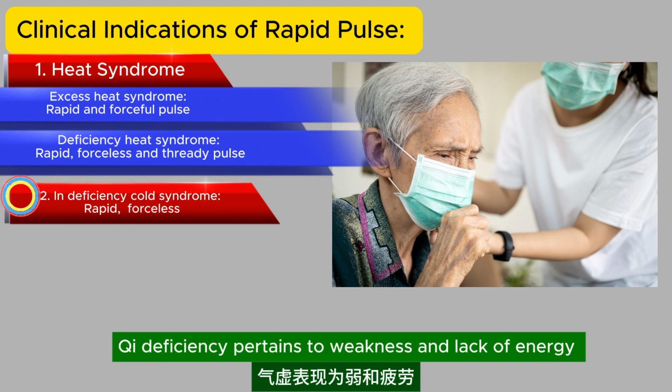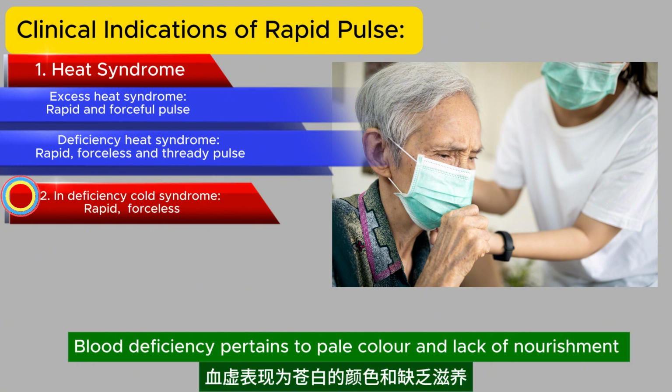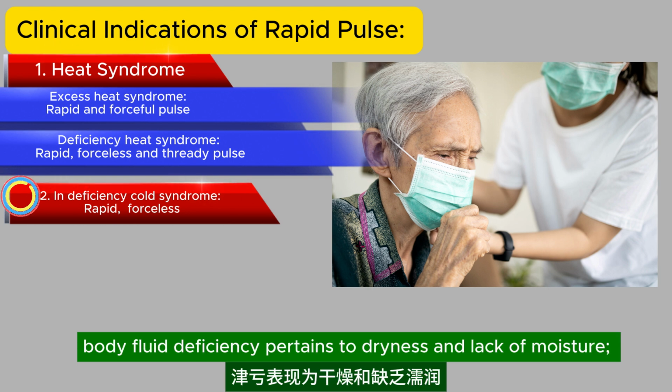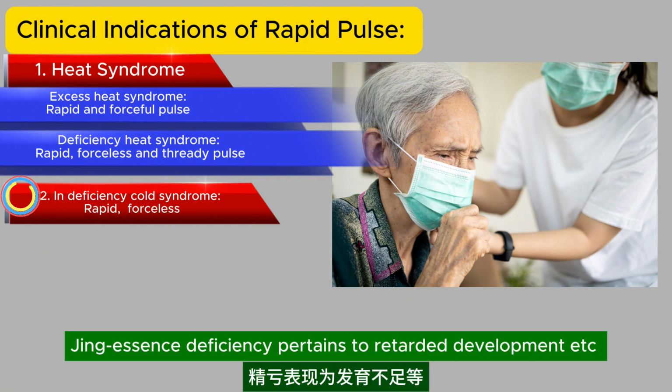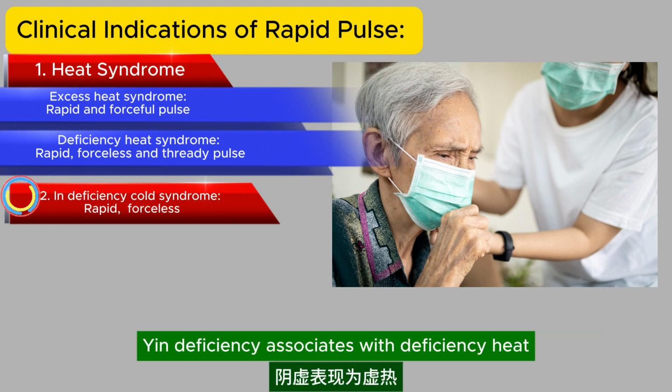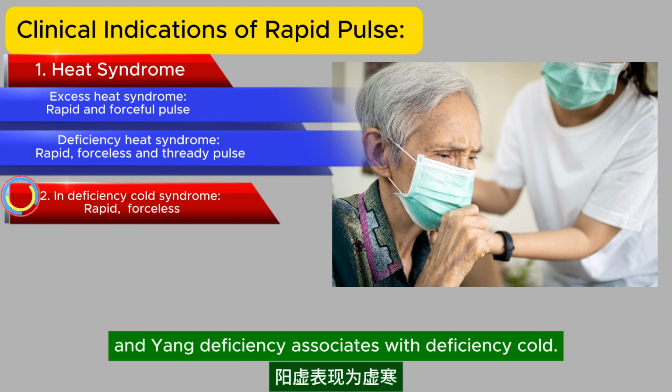Qi deficiency pertains to weakness and the lack of energy. Blood deficiency pertains to pale color and the lack of nourishment. Body fluid deficiency pertains to dryness and the lack of moisture. Gene essence deficiency pertains to retarded development, etc. Yin deficiency associates with deficiency heat, and the yang deficiency associates with deficiency cold.